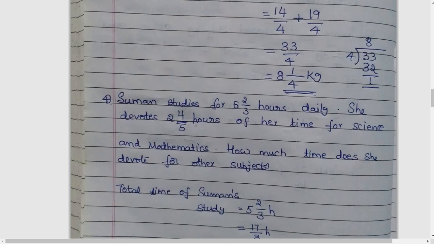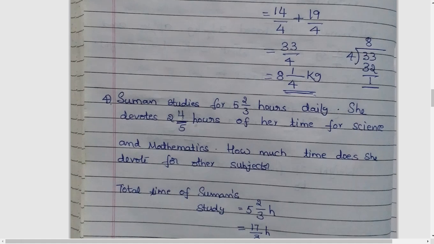Now next sum. Suman studies for 5 2 by 3 hours daily. She devotes 2 4 by 5 hours of her time for science and mathematics. How much time does she devote for other subjects? As you know, you have 6 subjects. The total time taken by Suman to study all the subjects is 5 2 by 3 hours. In that, she gives 2 4 by 5 hours of her time for science and mathematics. For the remaining subjects, how much time she gives, we have to calculate that.